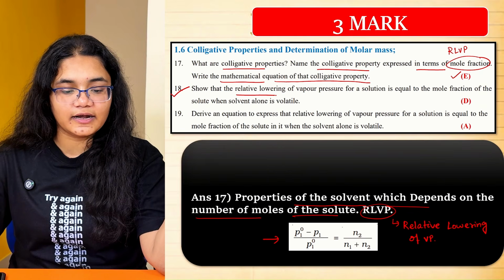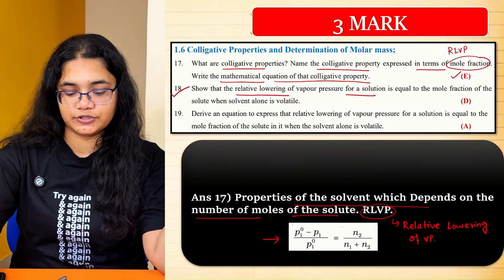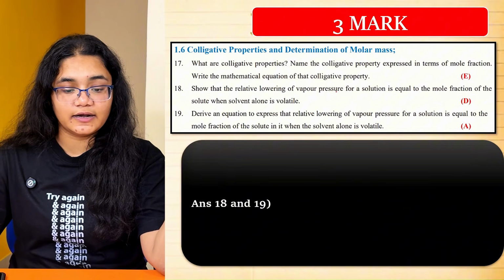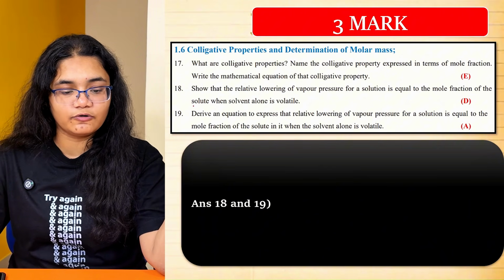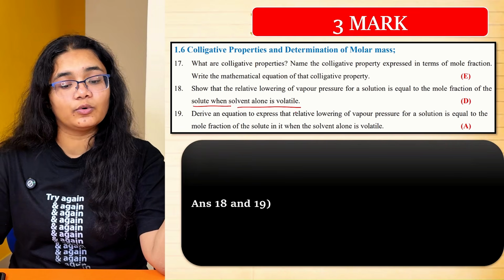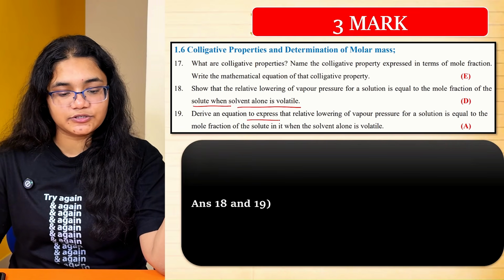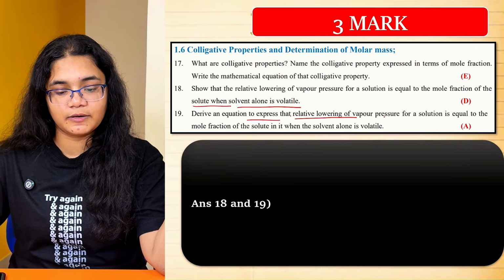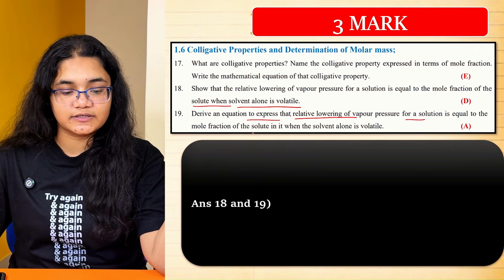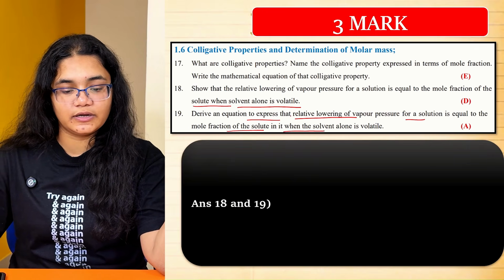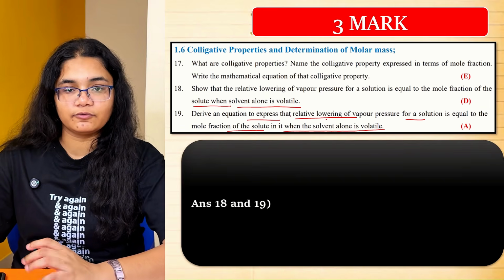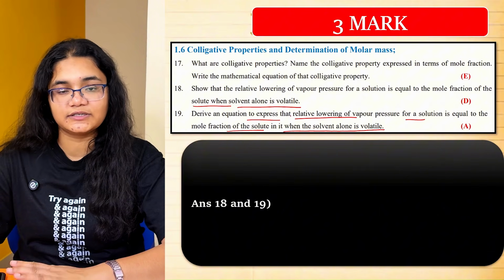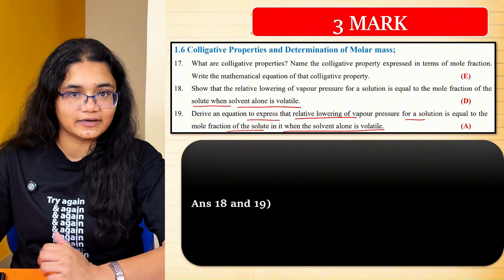Next, show that the relative lowering of vapor pressure for a solution is equal to the mole fraction of the solute when the solvent alone is volatile. Derive an expression to express the relative lowering of vapor pressure for a solution is equal to the mole fraction of the solute in it when the solvent alone is volatile, right? So we have to prove that relative lowering of vapor pressure is equal to the mole fraction of the solute. We have to derive that.